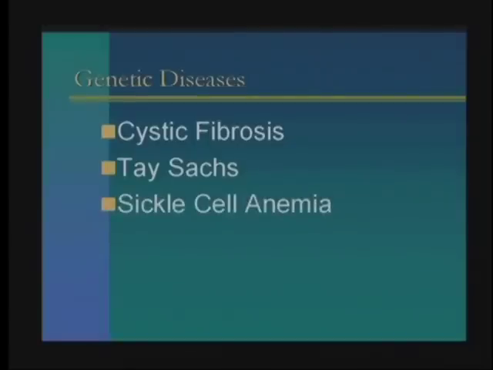Okay. Sickle cell anemia. We have talked about sickle cell anemia. This, of course, works by incomplete dominance. And so you can have the condition, sickle cell anemia, or you can have one normal gene, one abnormal gene, in which case you have sickle cell trait.